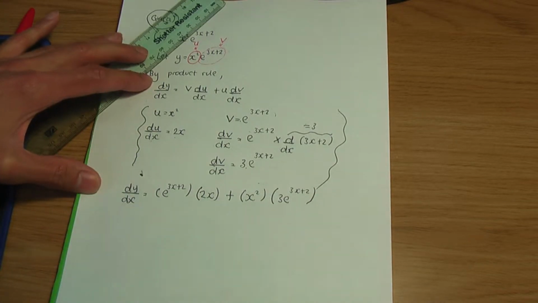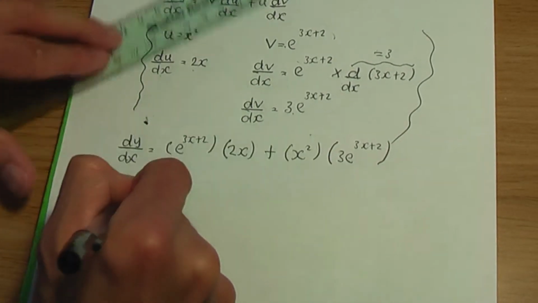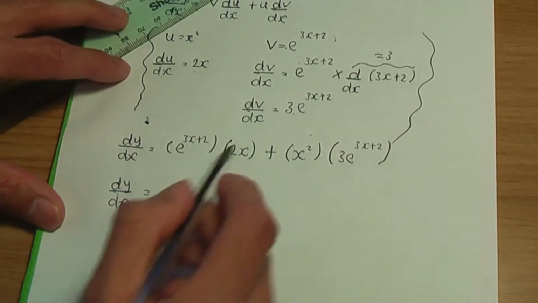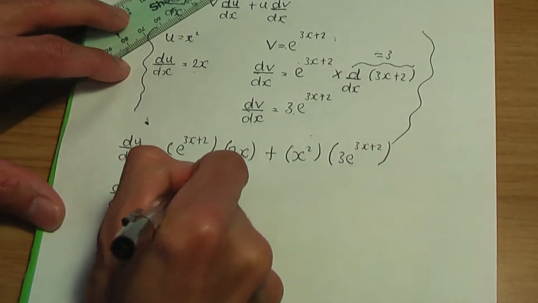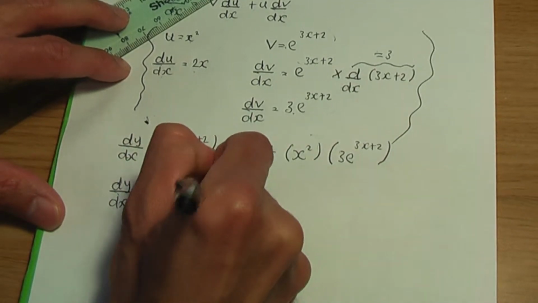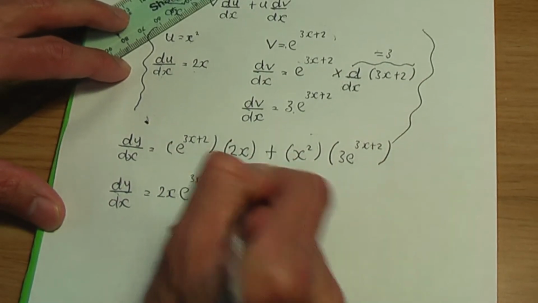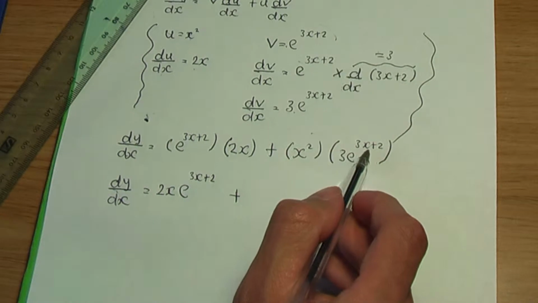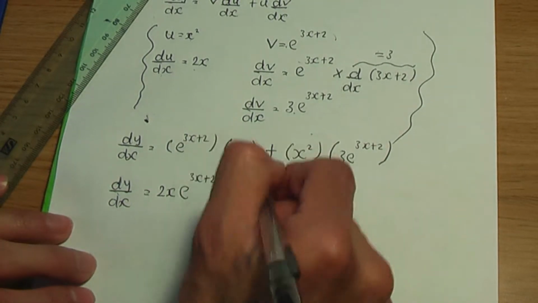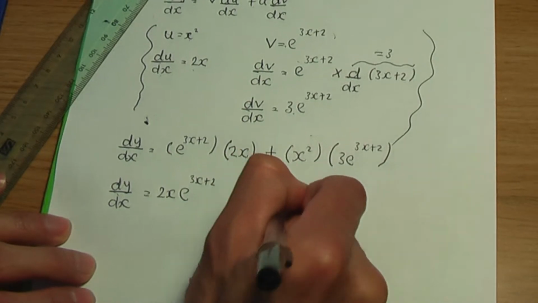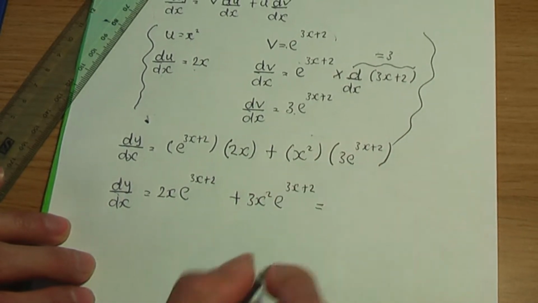Let's multiply the brackets out. Let's get rid of these brackets to give us dy over dx, that being 2x times e to the power 3x plus 2. Let's write as 2x e to the power 3x plus 2, plus 3e to the power 3x plus 2 multiplied by x squared is 3x squared e to the power 3x plus 2.